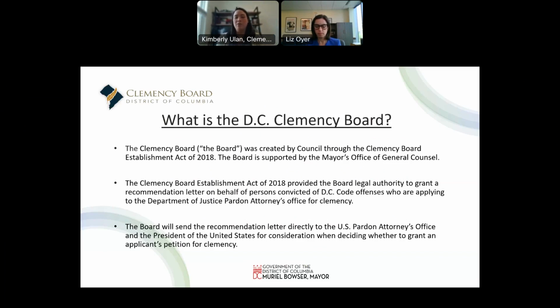So it's not something where you only apply to the Clemency Board and the clemency process will go through for you. In order for us to send a letter of recommendation, you do need to have an application that has been filed with the Pardon Attorney's Office to be considered. And so when and if the board decides to send a letter of recommendation, it would be sent to Ms. Oyer's office as well as the president to supplement your application when they're considering whether or not to grant your application for clemency.